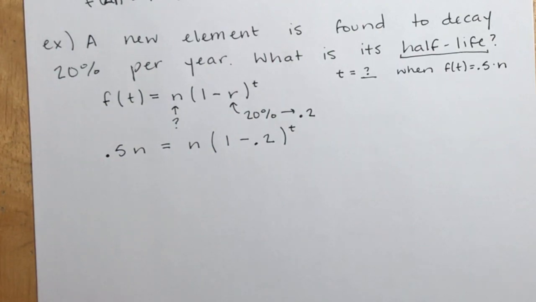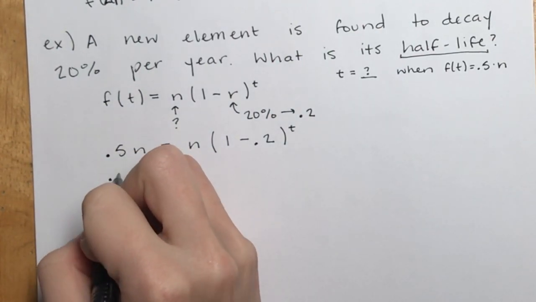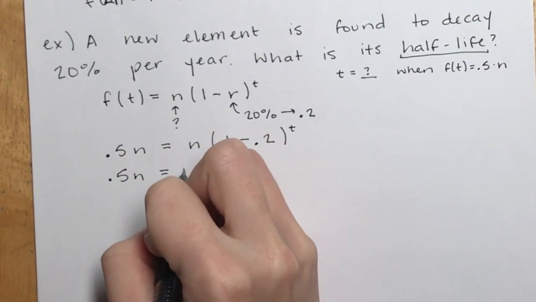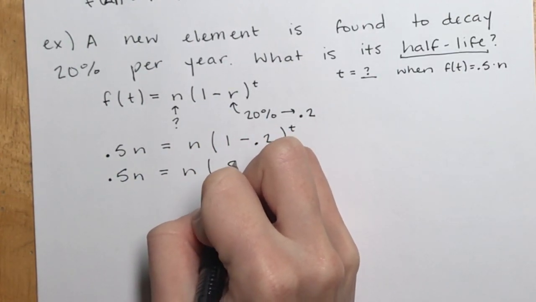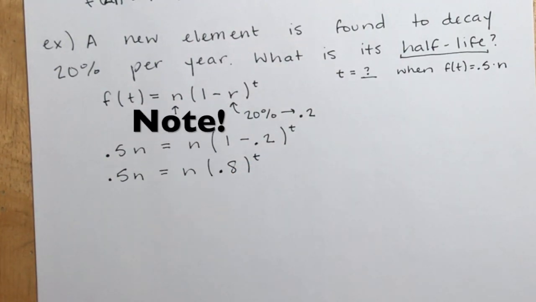So let's do a little bit of simplification so that it's a little bit clearer what we should do next. So we have 0.5n equals n times 0.8 to the t. Okay guys, I'd like to make the note that here when we have this n times 0.8 to the t, what's happening is that at every time period, similarly to how we would double every time period or half every time period with those respective formulas, this time we have 0.8 of what we had before, right? If 100% is what we had initially, then after every time period, when 20% decays, we're left with 80% of what we had originally.